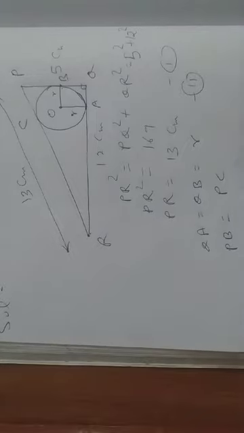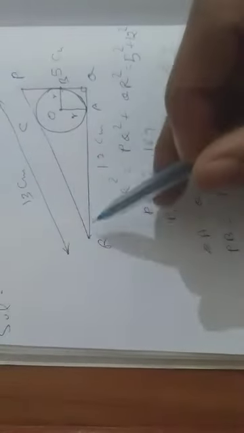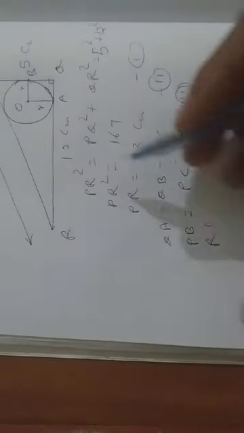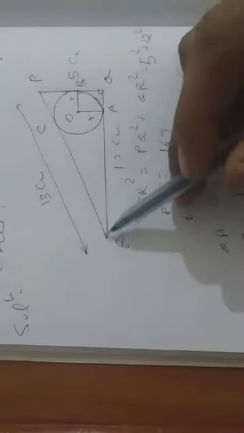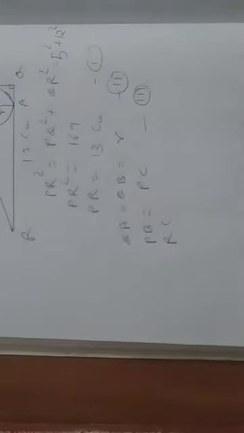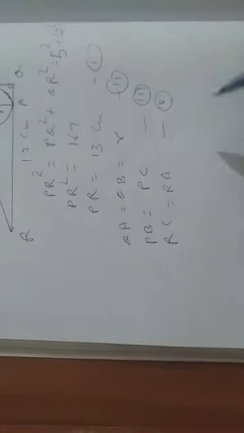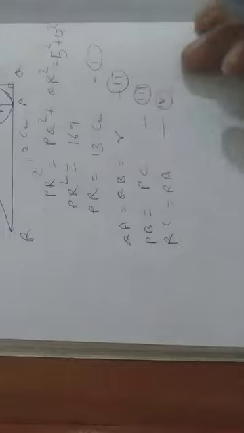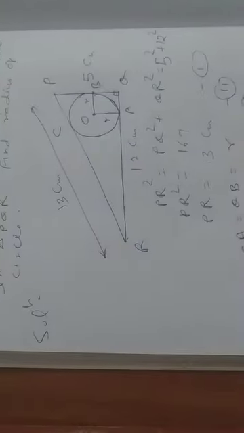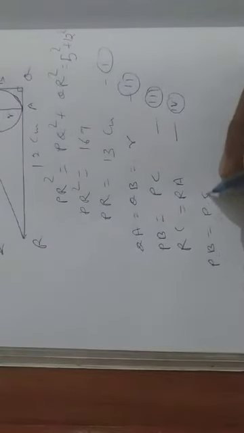And this is the third equation, and RC equals RA. From this figure, RC is equal to RA. So write RC is equal to RA. Dear students, now take PB equal to PC.